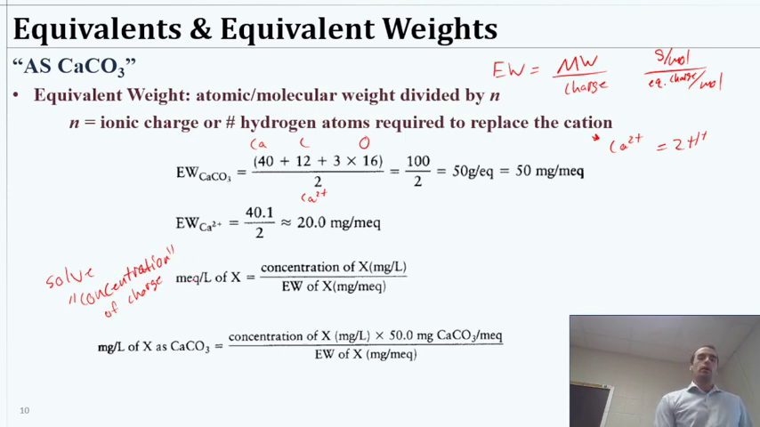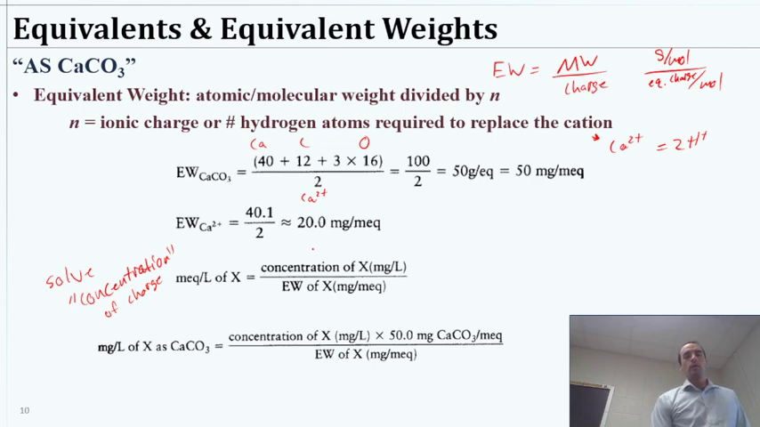Maybe we want to know the milliequivalents of X. The way to solve for that would be to take the concentration of X, milligrams per liter. And if we're using milligrams, then we can associate it with this milligrams per milliequivalent. So this is just like converting from mass to moles, except we've added in that equivalence aspect. So it's the same exact process with a different flavor.